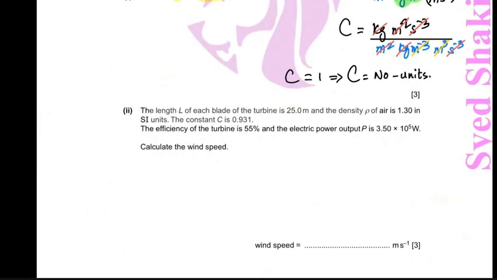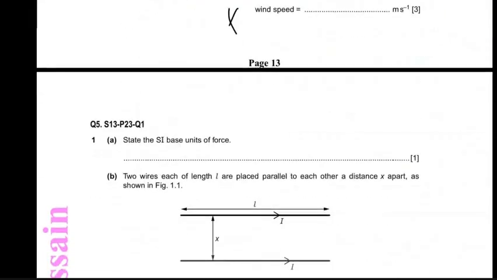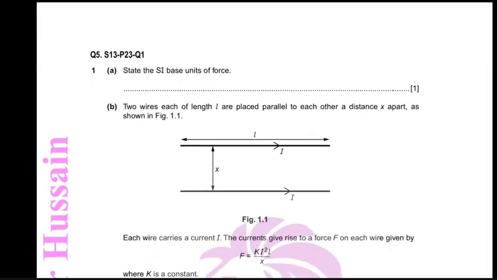Okay, here you just have to calculate the speed of the weight. But we are doing SI base units, so we will skip here. Okay, here it's asking us again base units for force. So it is kg m s^-2.